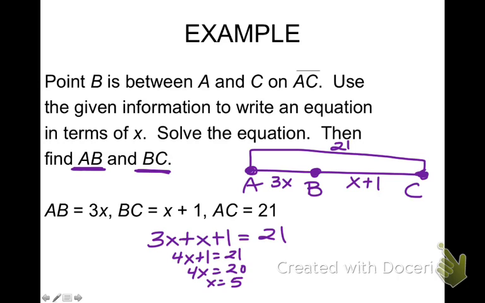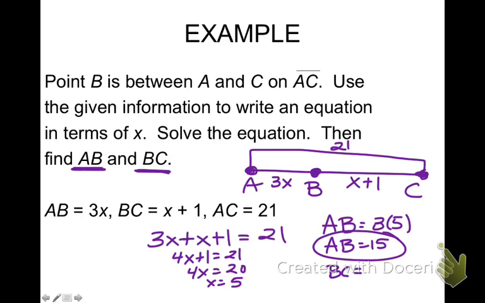Then we got to plug it back in. We should have two final answers here because it's asking us for both the lengths. So AB would be 3 times 5, which is 15. So there's one of my answers. BC would be 5 plus 1, so 6. So let's make sure we mentally did this correct. Does 15 plus 6 equal 21? Yeah. So that's how I know I did it correctly. Okay.